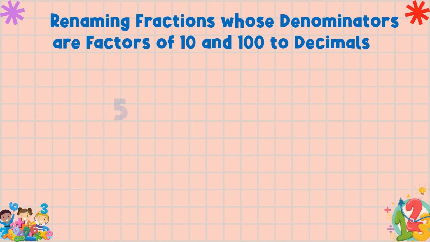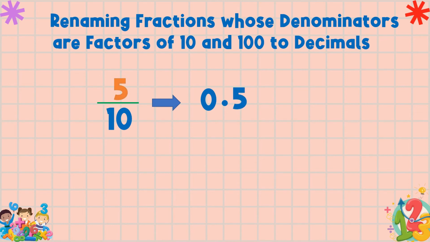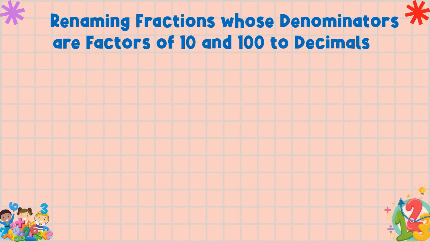Another example, 5/10. So we're going to write 0 as a placeholder for the whole number since 5/10 is a fraction and there is no whole number. Next we're going to put the decimal point. Then we're going to write the numerator 5 in our decimal number place, found at the right side of the decimal point. So this is 0.5.